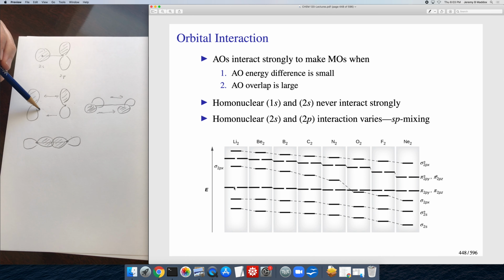Notice that the pi orbitals, there's two of them, and they're degenerate. Okay, so there's two equal energy pi orbitals, and that's significant, that's important.